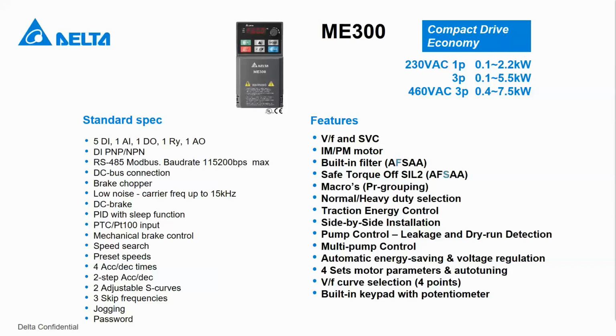I will go through these very quickly, but if you have any questions on any particular drive series, then feel free to let me know. Since this is the economy drive, there's fewer IOs. There's no possibility to connect an external communication card, and there's no built-in PLC. So this can go up to 7.5 kilowatt or 17 amps.